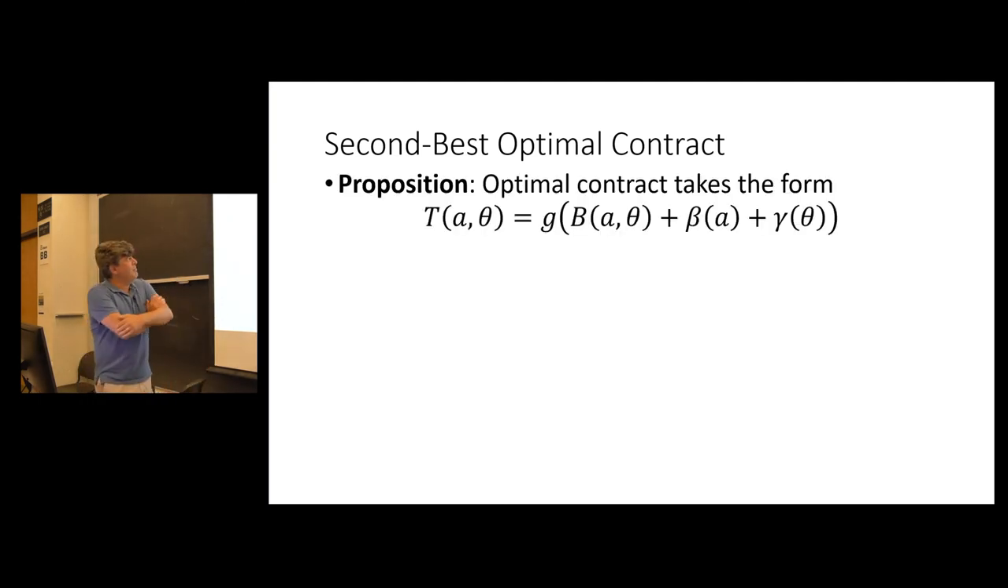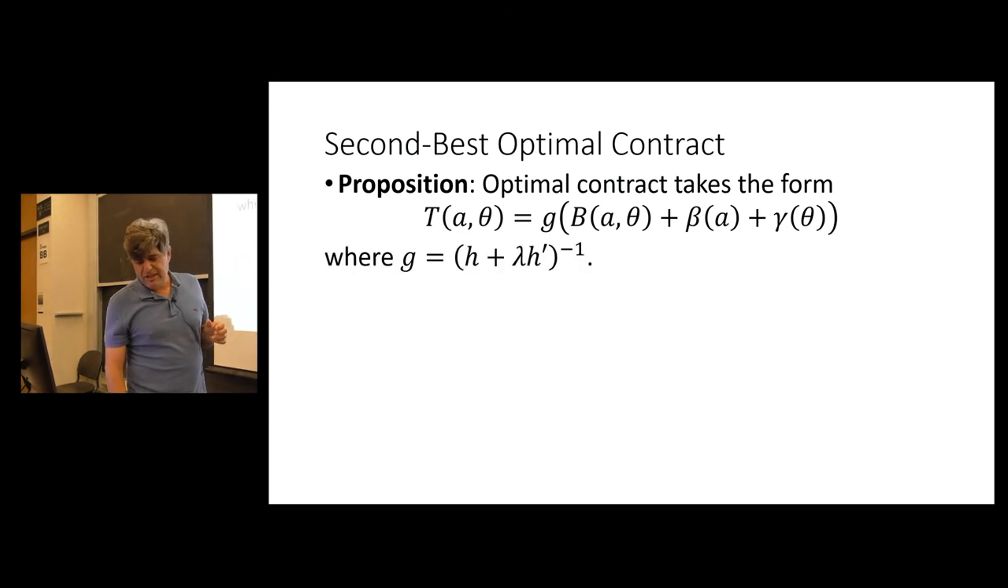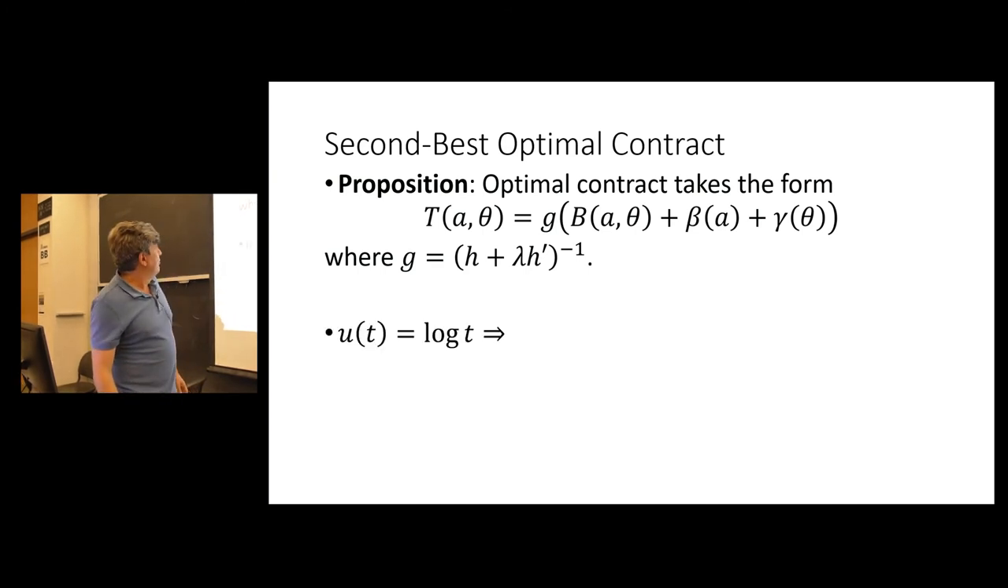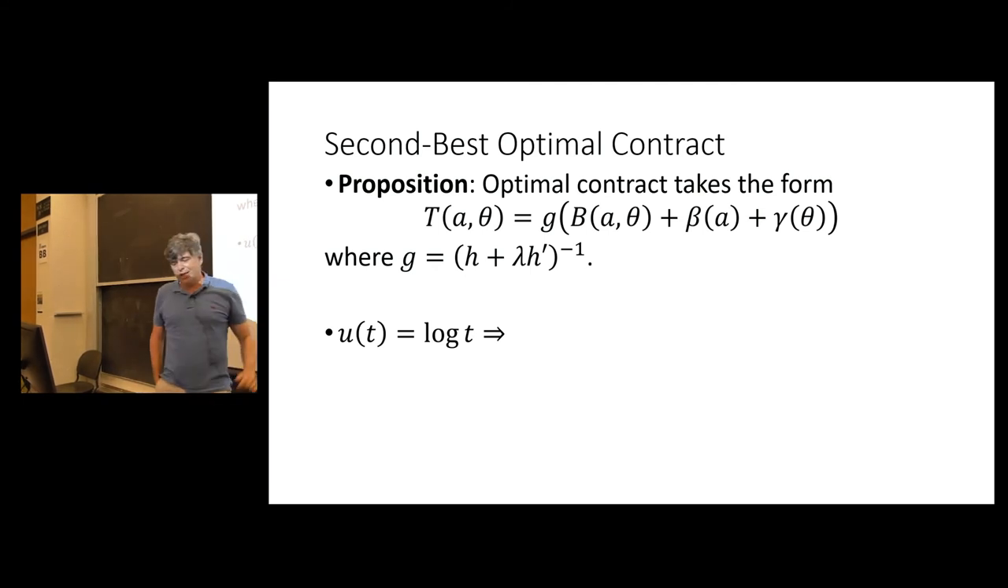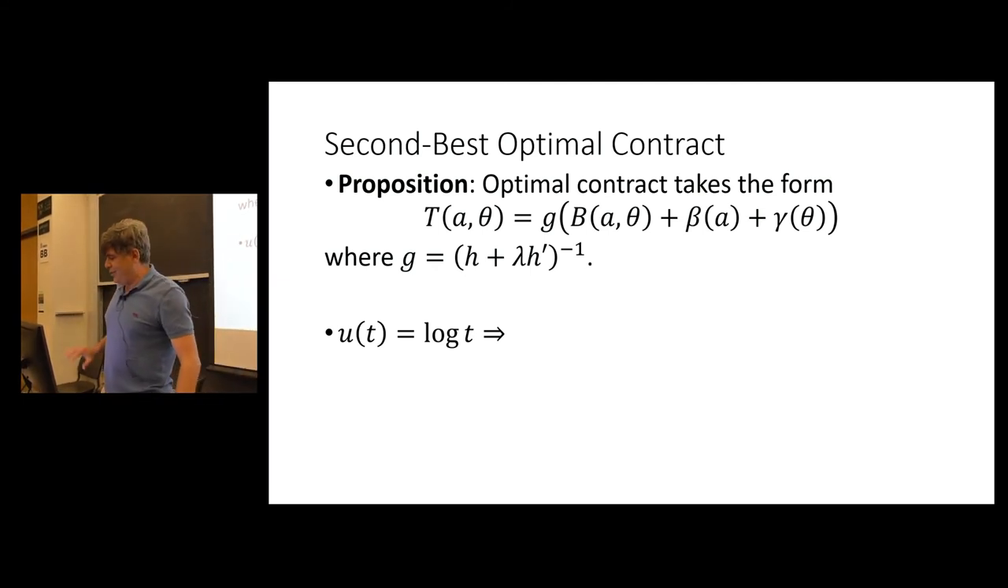The solution has some separability, which is nice. The payment is some function of output plus a function of action plus a function of state. So there's some structure, and this function g itself, we know what it is. It just comes from the agent's utility function, where h is the inverse of u. So h is the inverse of the Bernoulli utility function, and then you calculate g this way.